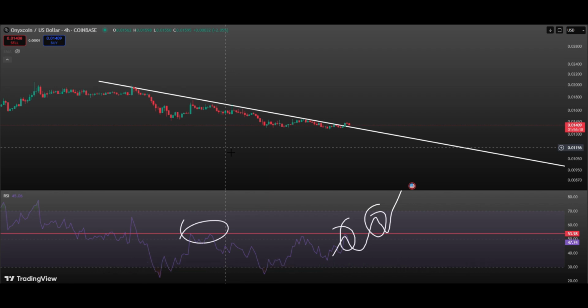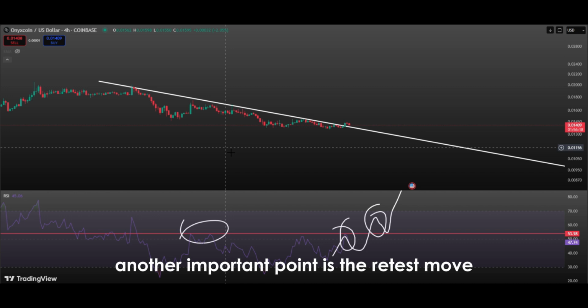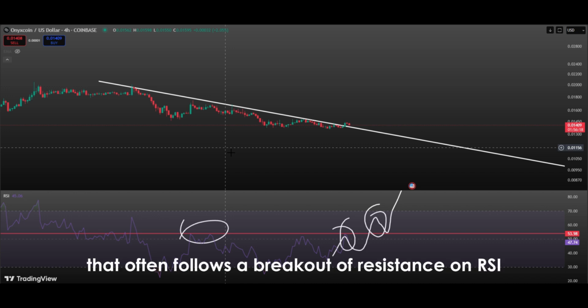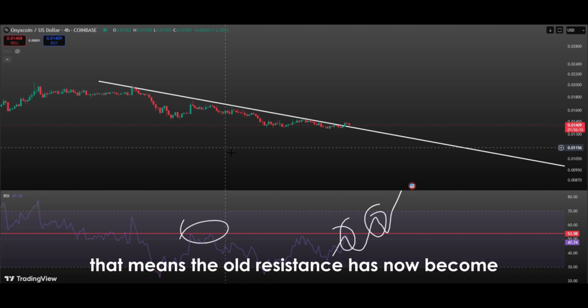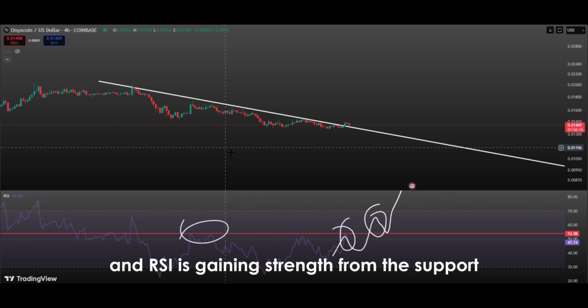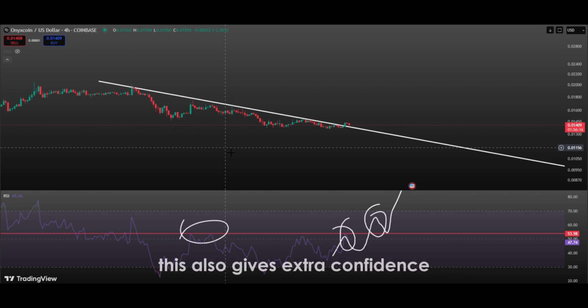Another important point is the retest move that often follows a breakout of resistance on RSI. If RSI breaks the resistance, then pulls back to test this level, and bounces upward again, this is called a confirmed breakout. That means the old resistance has now become a support level, and RSI is gaining strength from this support. This also gives extra confidence that the price is likely to continue rising in the same direction.